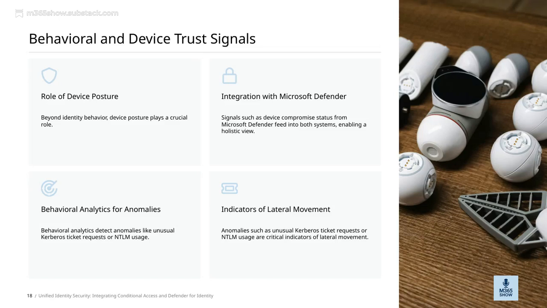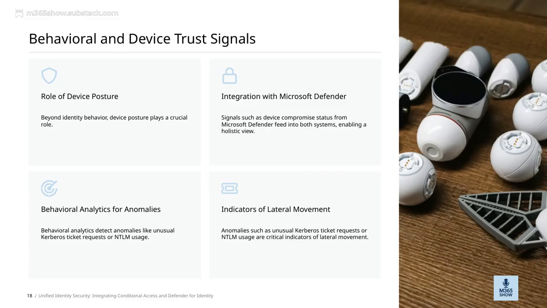Now, let's look at how behavioral and device trust signals come together to create a more unified approach to identity security. One key aspect is integrating conditional access with Defender for Identity, which allows us to have a comprehensive view of potential threats. Anomalies, such as unusual Kerberos ticket requests or NTLM usage, are critical indicators of lateral movement within the network. Recognizing these anomalies early can help us stop attackers in their tracks. Behavioral analytics play a vital role here. They detect these kinds of unusual activities and flag them for review.